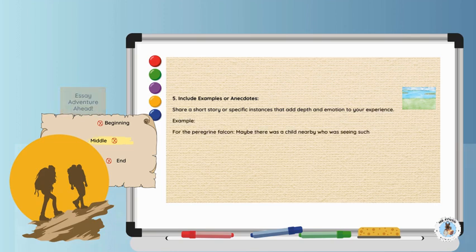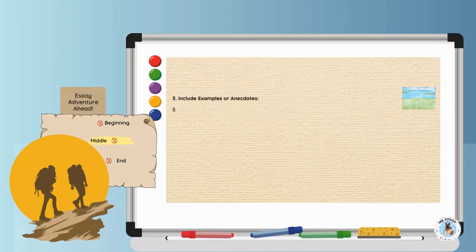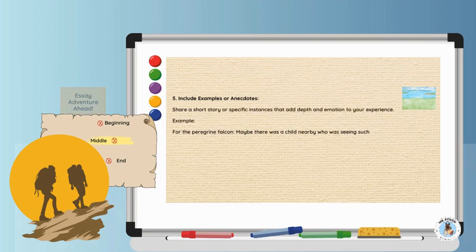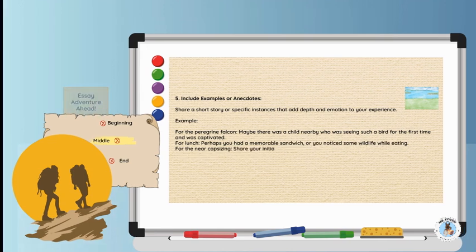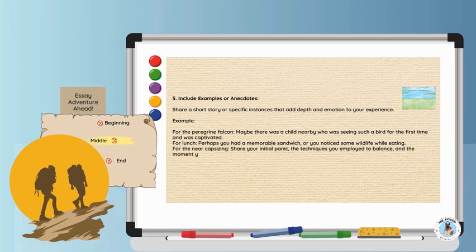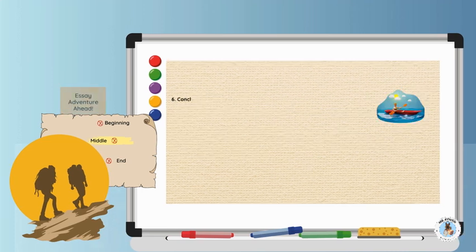5. Include examples or anecdotes. Share a short story or specific instances that add depth and emotion to your experience. Example, for the peregrine falcon, maybe there was a child nearby who was seeing such a bird for the first time and was captivated. For lunch, perhaps you had a memorable sandwich or you noticed some wildlife while eating. For the near capsizing, share your initial panic, the techniques you employed to balance, and the moment you realized you were safe.